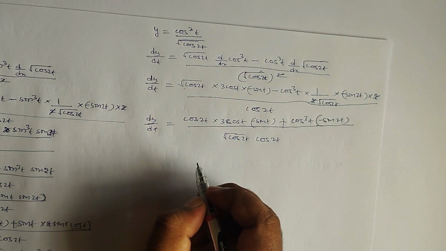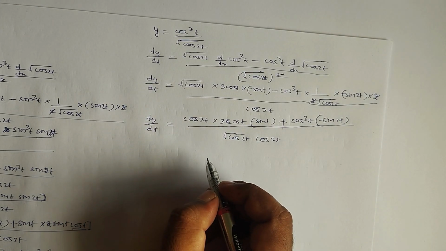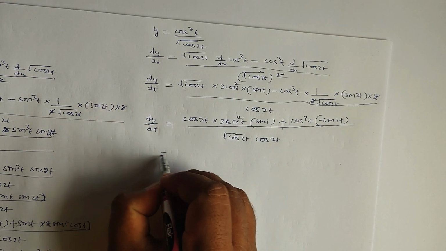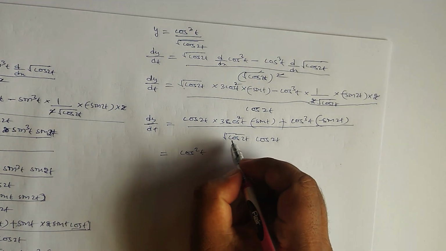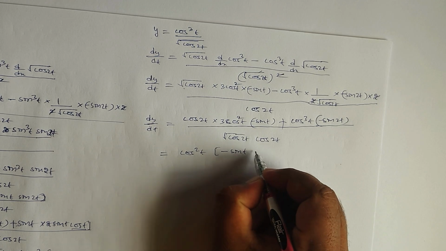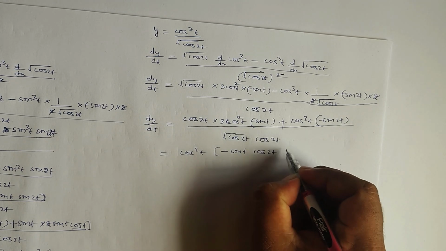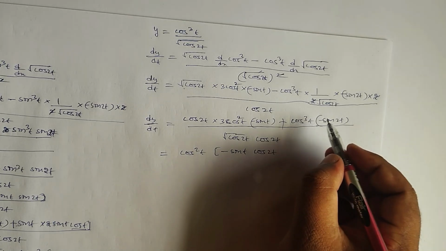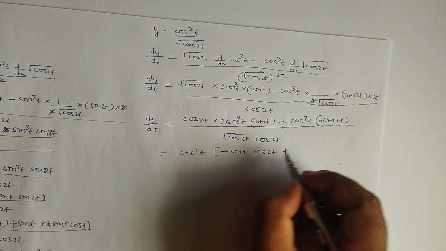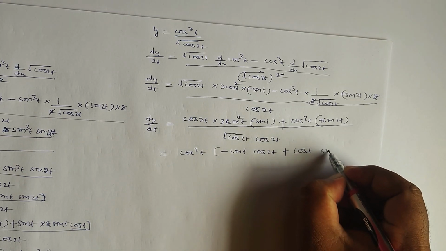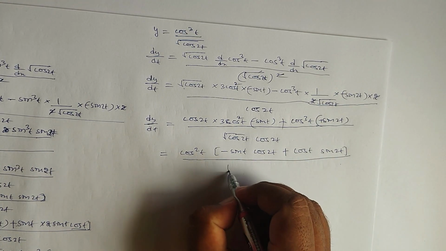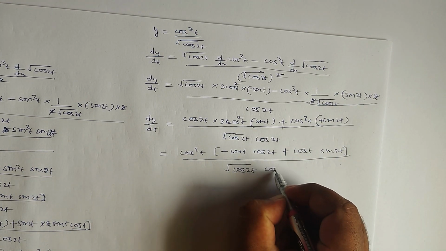Okay, take the next one, 3 cos square t. Same here, take cos square t as common factor. What is the remaining term? Minus sin t into cos 2t. Right, here minus minus is plus already, so plus cos square t outside. What is the remaining? Cos t into sin 2t, divided by what? Root cos 2t into cos 2t.